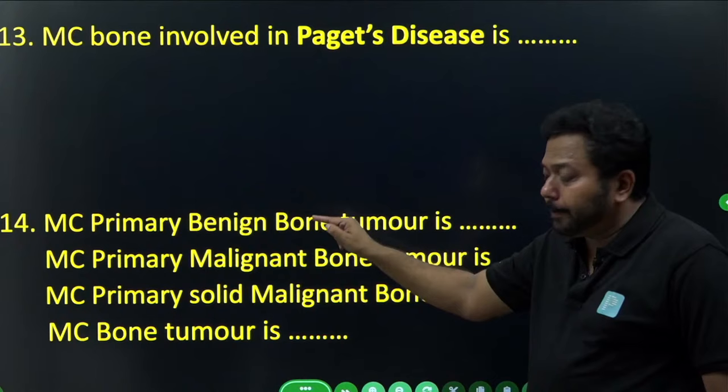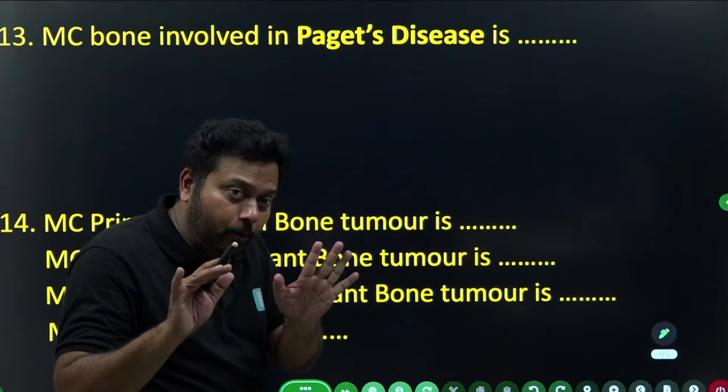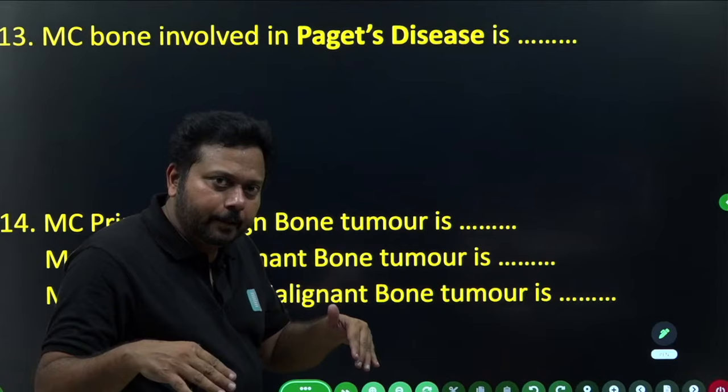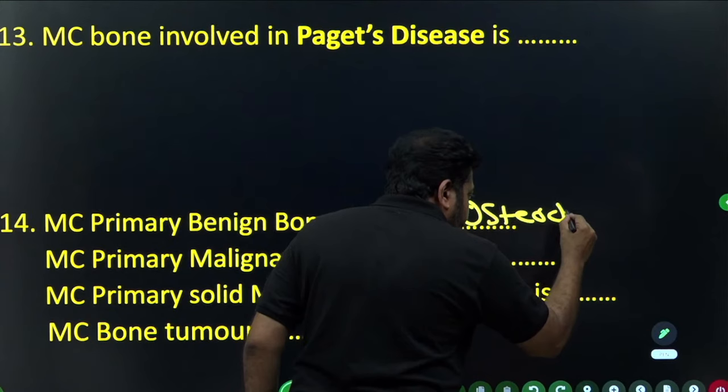Most common primary benign bone tumor. Without controversy, because some books are giving a different answer. I am not going to tell the wrong answer. You follow. You trust me. That is our duty, to tell the correct thing. Most common primary benign bone tumor, without doubt, osteochondroma. This is otherwise called exostosis.